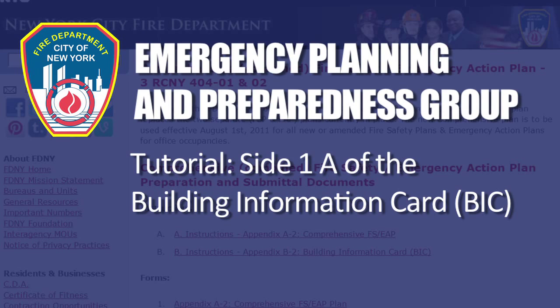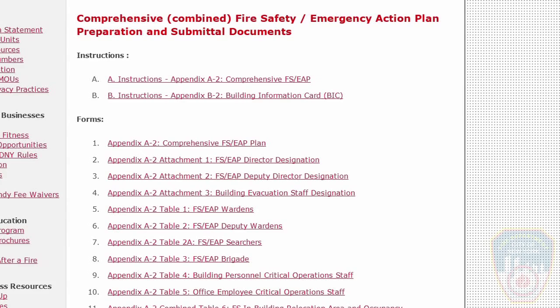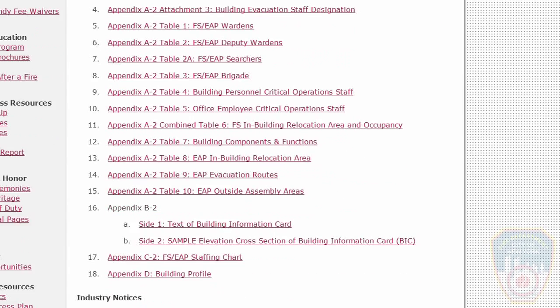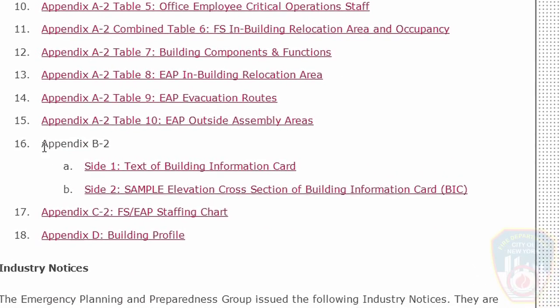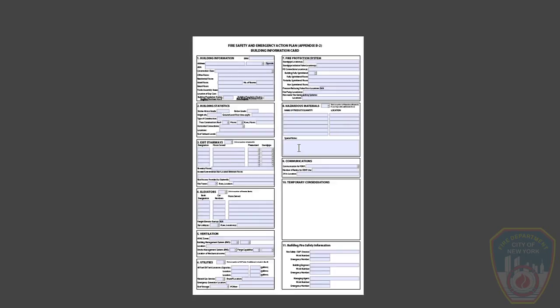First, let's open to the correct webpage. Appendix B's are all pretty similar, so we're going to use Side 1A of the Building Information Card within Appendix B2. The BIC is broken into 11 different box sections.